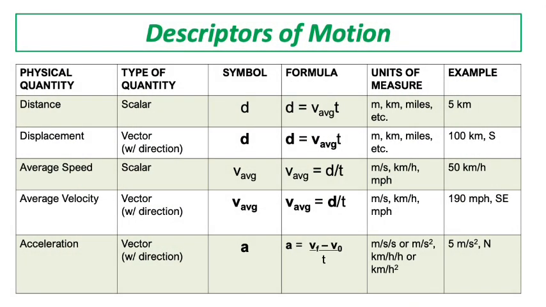Summarize everything in this table. You can see all of the descriptors of motion, the type of quantity, symbol, formula, the units of measure, and example for each of the 5 descriptors of motion that we have covered.